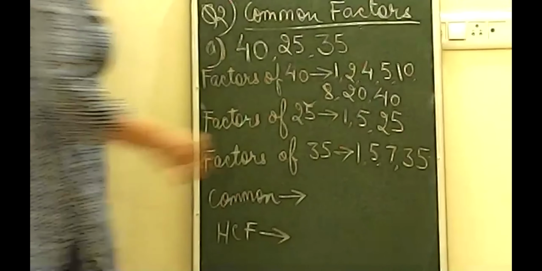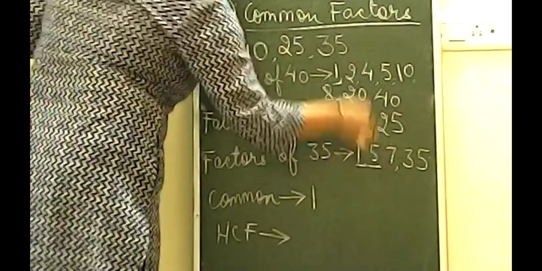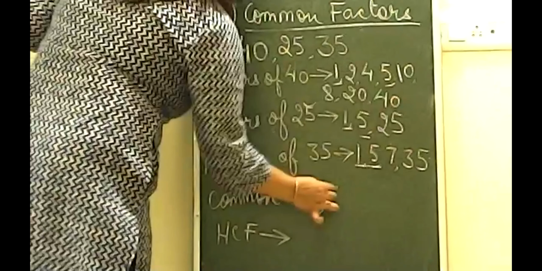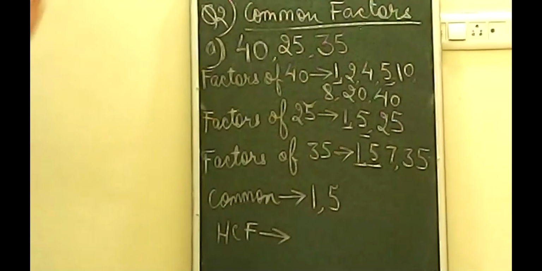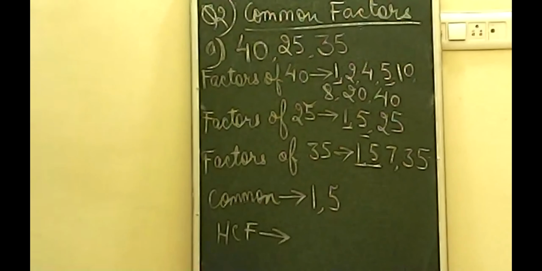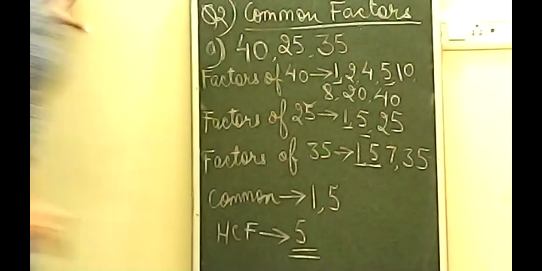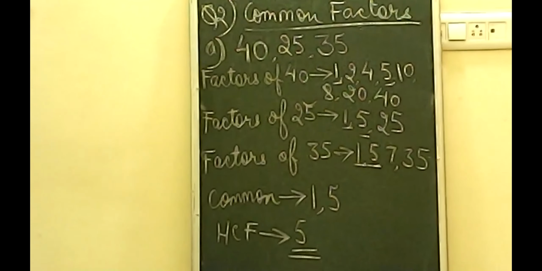Now let us see what is common. 1 is common in all and then 5 is common in all. Now there is no other number which is common except 1 and 5. There are only two numbers which are common, that is 1 and 5. It means the HCF is only 5 because the highest number is 5. So that is why the HCF is 5.